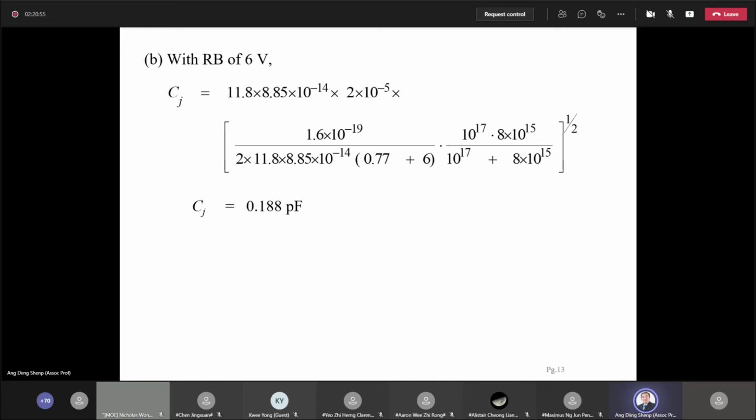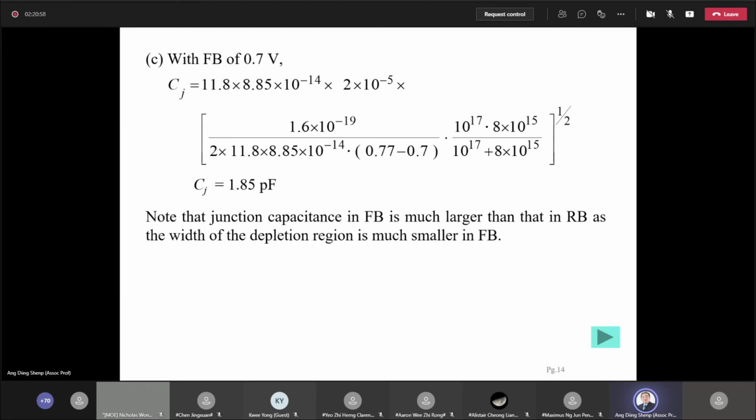region will be smaller. Now, on the other hand, under a forward bias of 0.7 volts, remember that in forward bias, V is positive. So the CJ becomes 1.85 picofarad. It increases compared to 0 bias and reverse bias, because in forward bias, the depletion width becomes narrow, and for a given change in the voltage, the change in the space charge at the edges of the space charge region will be higher. So take note of the different trend by which CJ changes depending on forward or reverse bias.